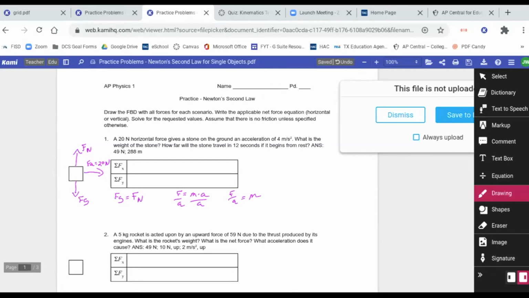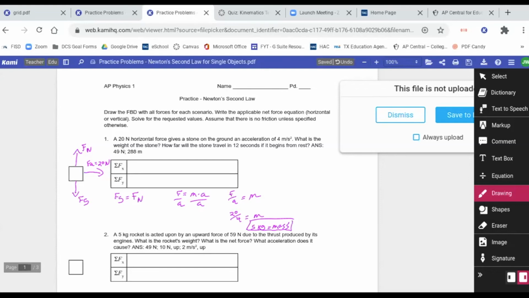Force is mass times acceleration. Now they told us the force was 20. They told us the acceleration was 4, and that's going to equal the mass. 20 divided by 4 is 5, so 5 kilograms is equal to the mass.